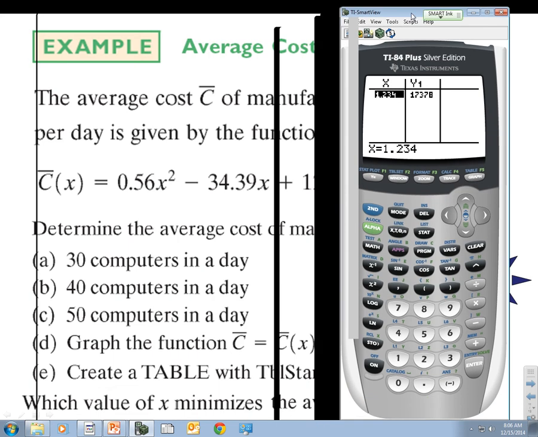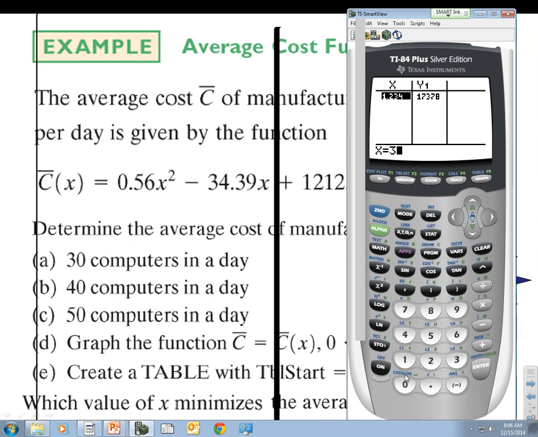All right, if we have 30 computers in a day, we get 1351.5. That's the average cost of making one of them. What if we made 40 computers? Okay, the average cost goes down a little bit. 50 computers, average cost goes back up. Interesting. So the average cost looks like it bottoms out somewhere around 40.